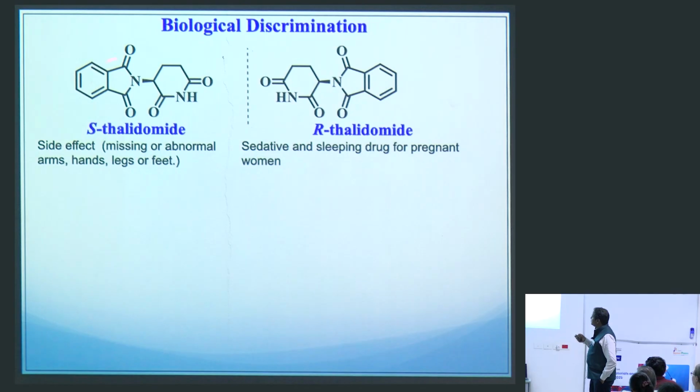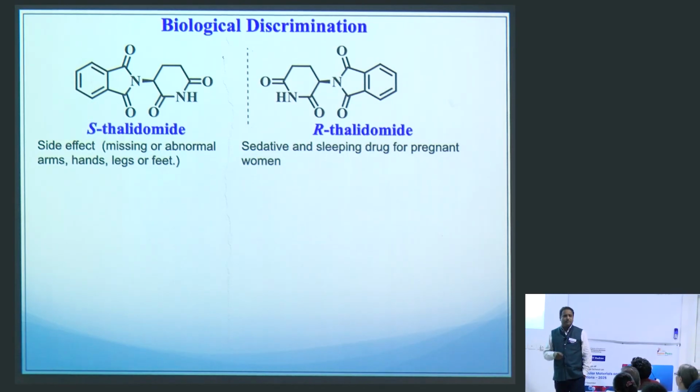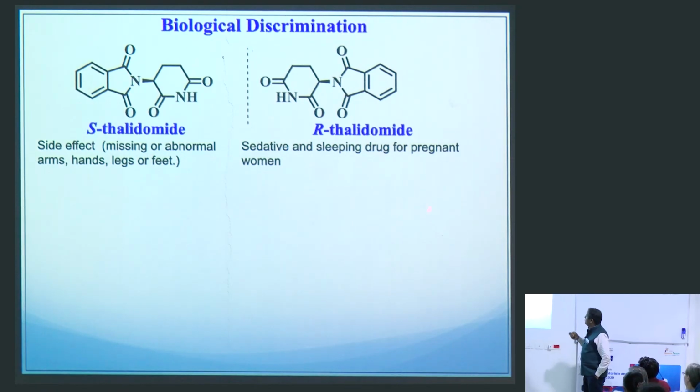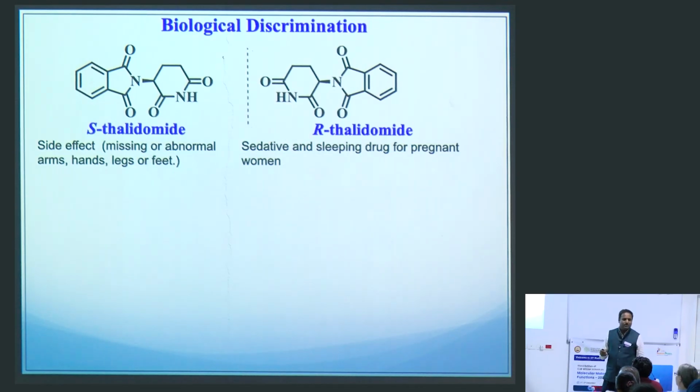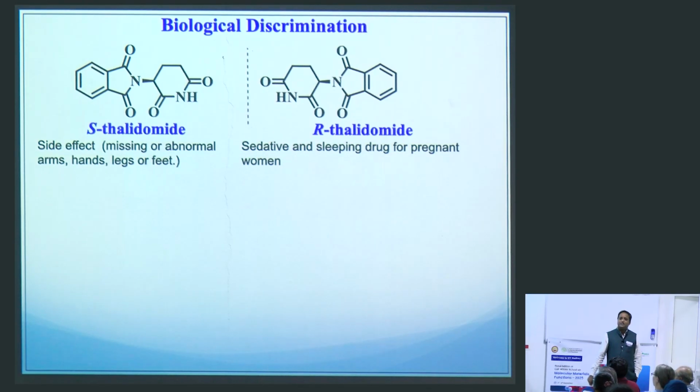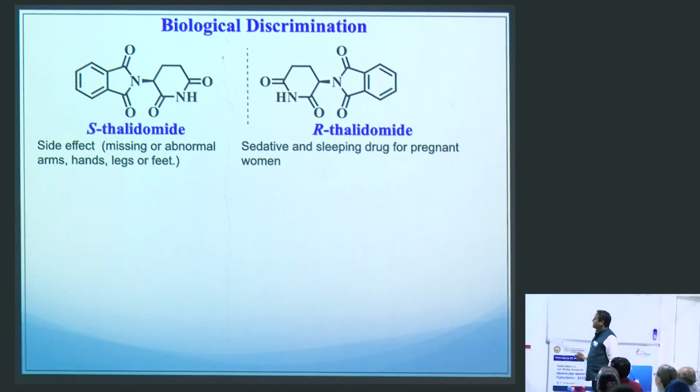After that, scientists thought, why not use only the R thalidomide, which is highly useful, since the S isomer is creating the problem side effects. Then they synthesized it in the lab. Even at that time, chiral chemistry had evolved a lot in the pharmaceutical industries.